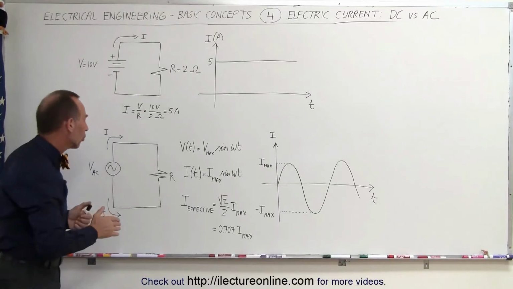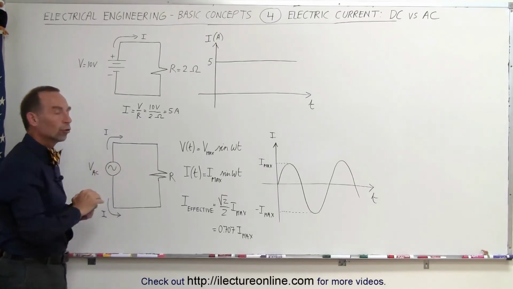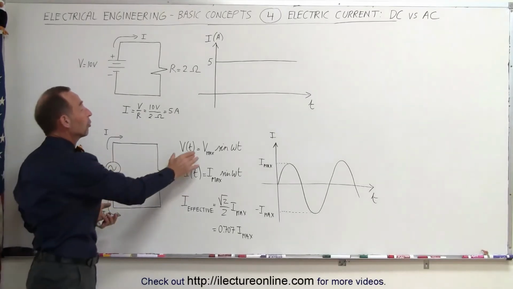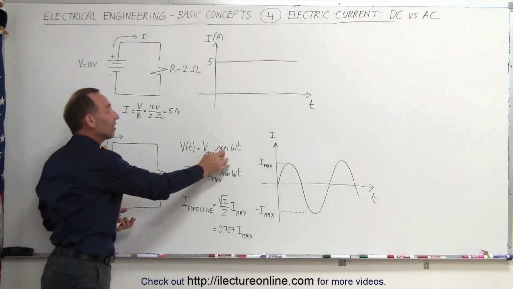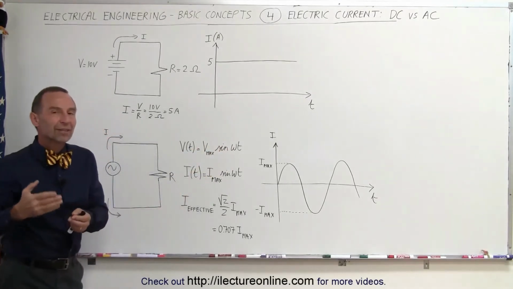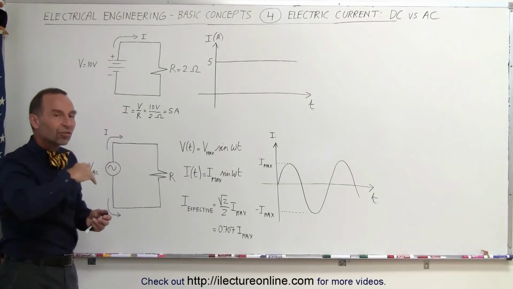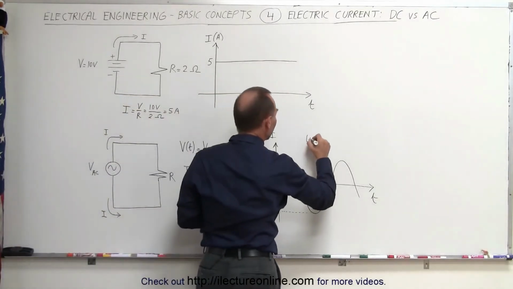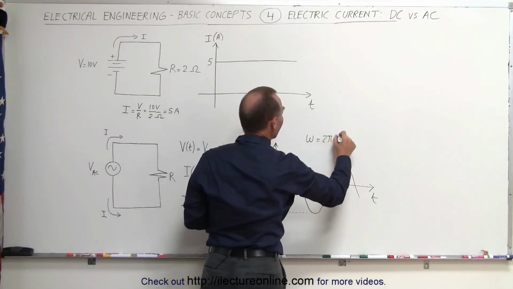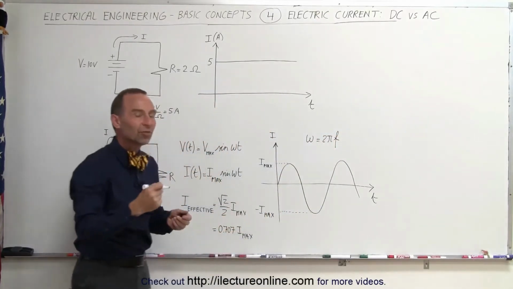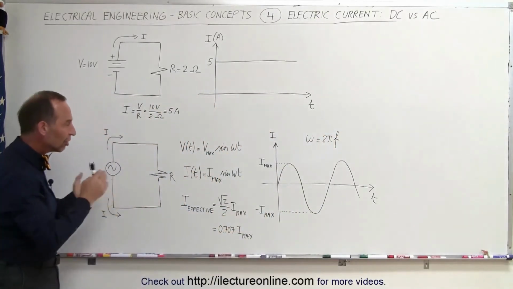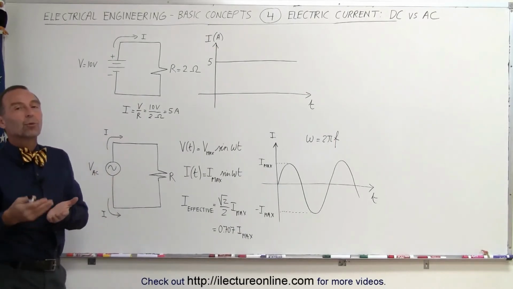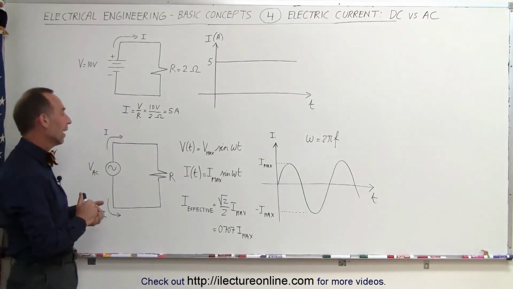Now what if the voltage source is an alternating voltage source? It puts out a voltage according to this equation, Vmax times the sine of omega t. Omega is the frequency of the oscillation of the circuit. And of course, when you write it like this, omega is equal to 2 pi f, where f is the frequency of the changes in the voltage. Omega is then the radial frequency.